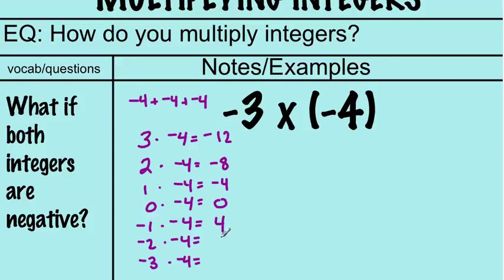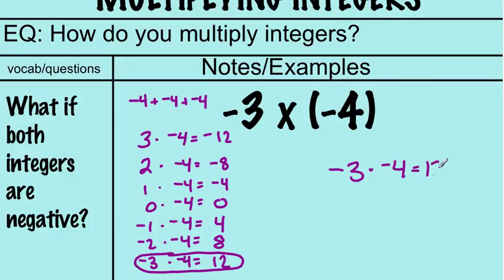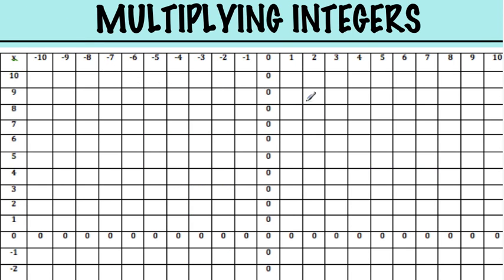And what's going to happen here? It's going to increase by 4. And what's going to happen here? It's going to increase by 4. So wait a second. Now we find out that a negative 3 times a negative 4 is a positive 12. Following the pattern, we can see that a negative 3 times a negative 4 is a positive 12.